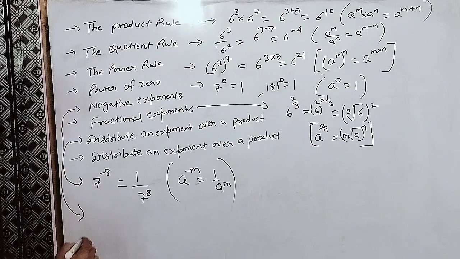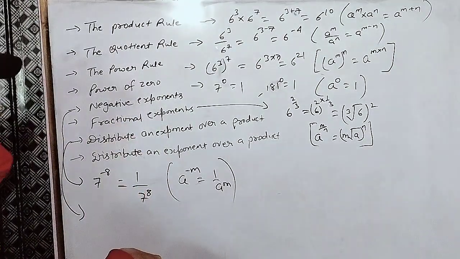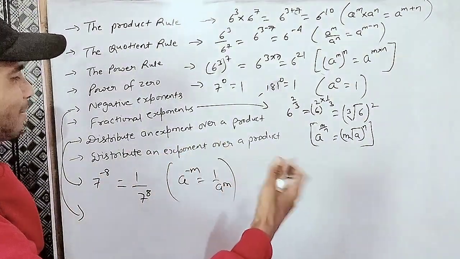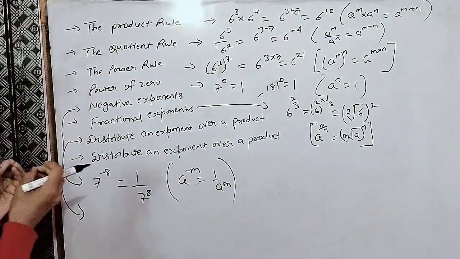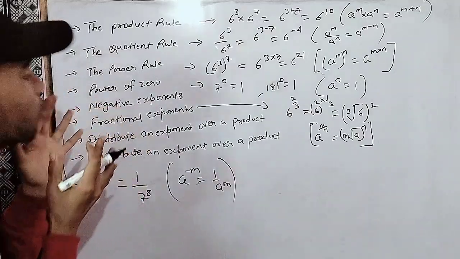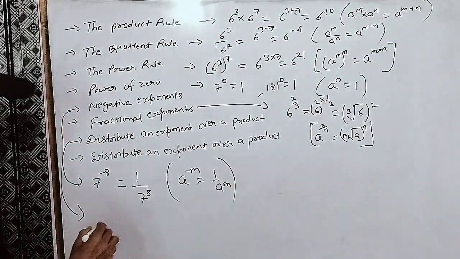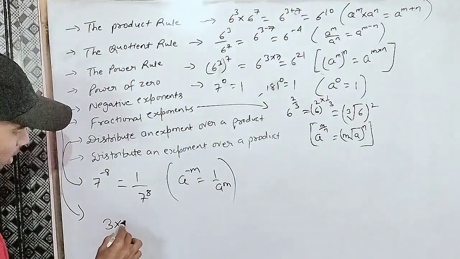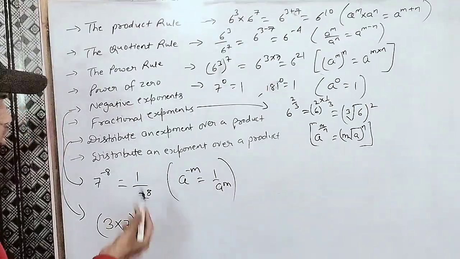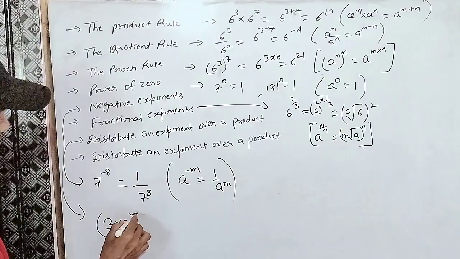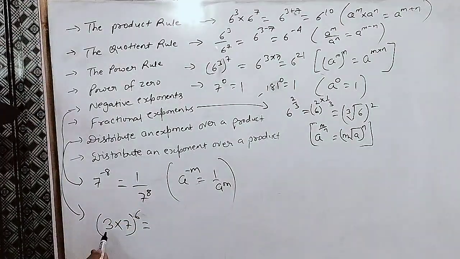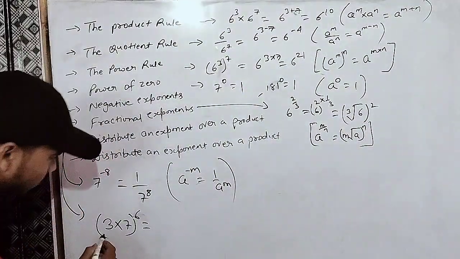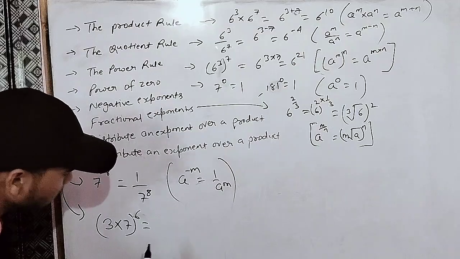First, distribute an exponent over a product. We have a product, which is base, and we are going to distribute an exponent over the base. The bases are different like that, but the exponent of 6 is common. So the bracket is compulsory in these two cases. Bracket is compulsory. Bracket is giving us permission.